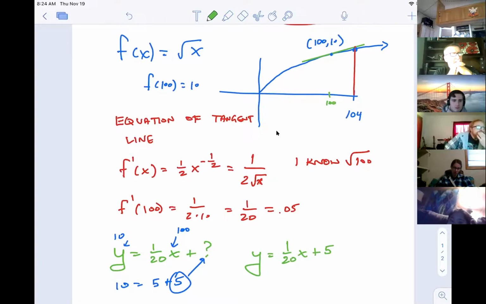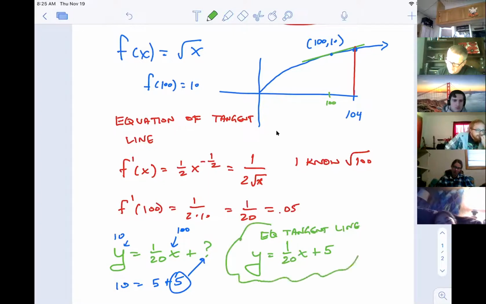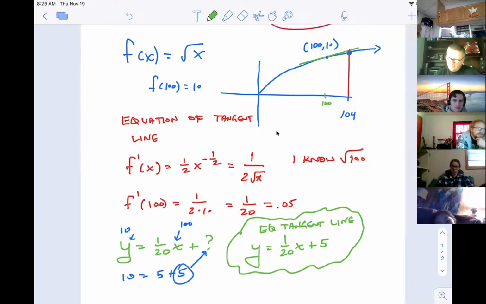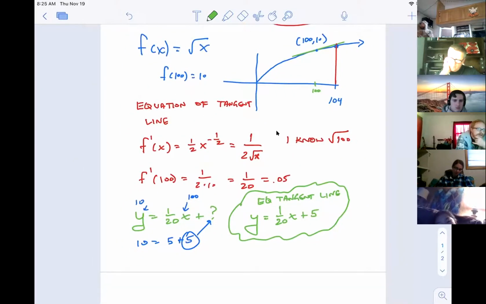Chime in immediately. So would you agree that this is the equation of the tangent line? But what good does that do me? Like, good for you. You found the equation of the tangent line nearby. What good does that do you? I mean, it would give you a point that's really close to what you're looking for, correct?